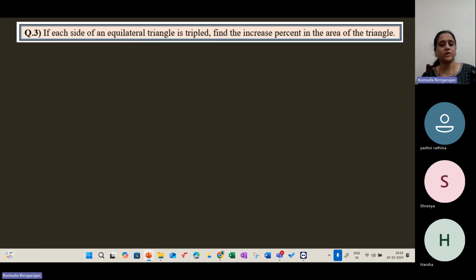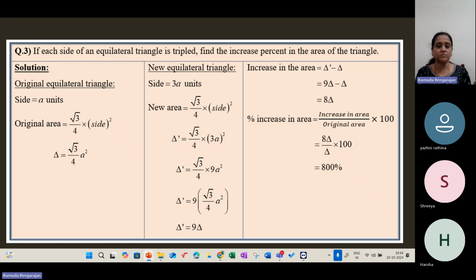What's the formula to find the area of an equilateral triangle? Root 3 by 4 into a squared is the formula to find the area of an equilateral triangle. So, if each side of an equilateral triangle is tripled, find the percentage increase in the area of the triangle. I'll explain and then you can write down.